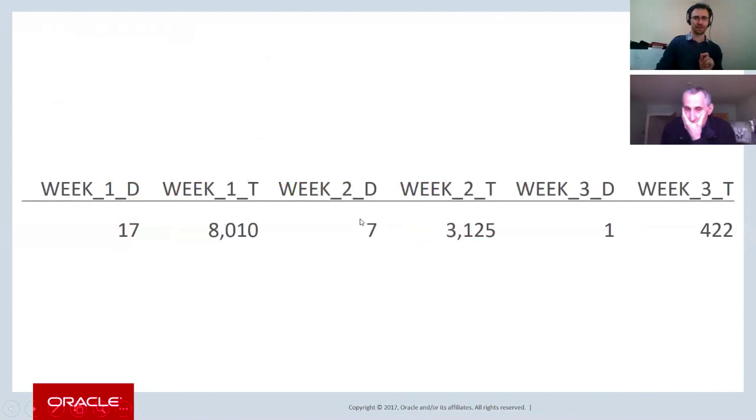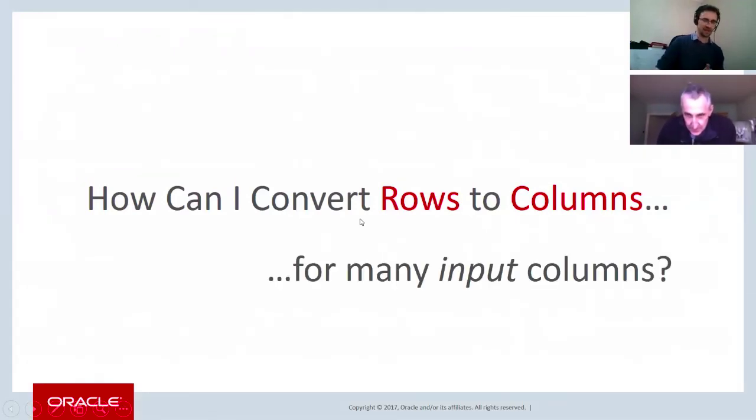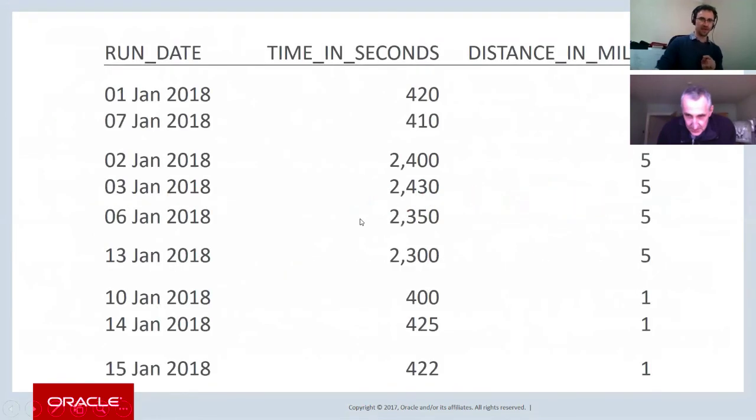Fairly straightforward so far. Next thing we want to do, so we want to convert rows to columns, but you want to do it for many input columns. And again, this is useful to show with an example. So what I want to do now is, rather than just pivoting by week, I actually want to say for each week and distance that I've traveled, to the nearest mile, I want to get the average time it took me in that week for that distance.